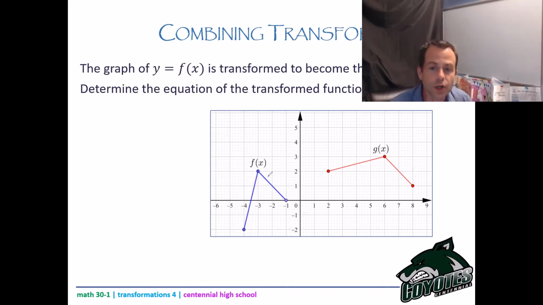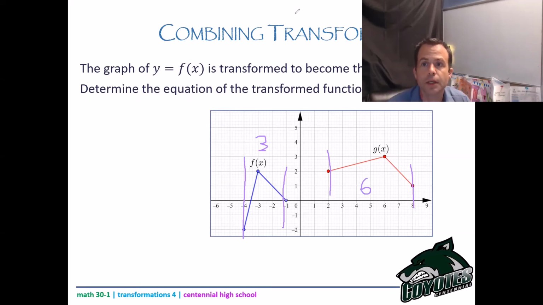So let's talk stretches first. For the horizontal stretch, I need to compare the widths. So f of x goes from -4 to -1, so it's 3 wide. G of x goes from 2 to 8, so it's 6 wide. So if my shape has gone from something that is 3 wide to something that is 6 wide, that's a horizontal stretch of 2.